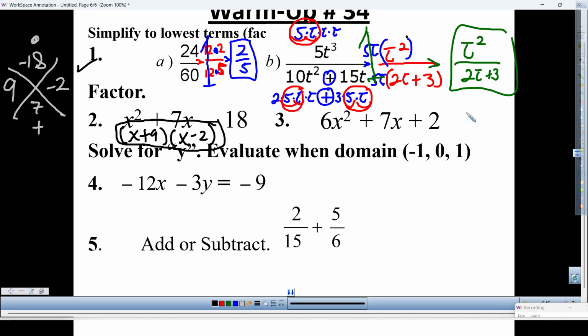Is there a GCF? No. However, now we have a number in the front.